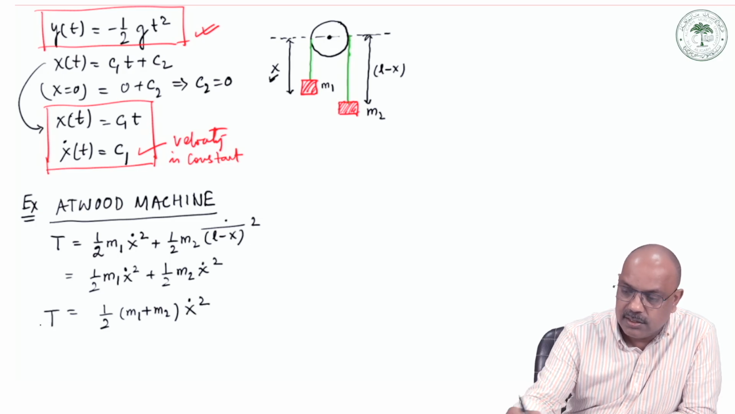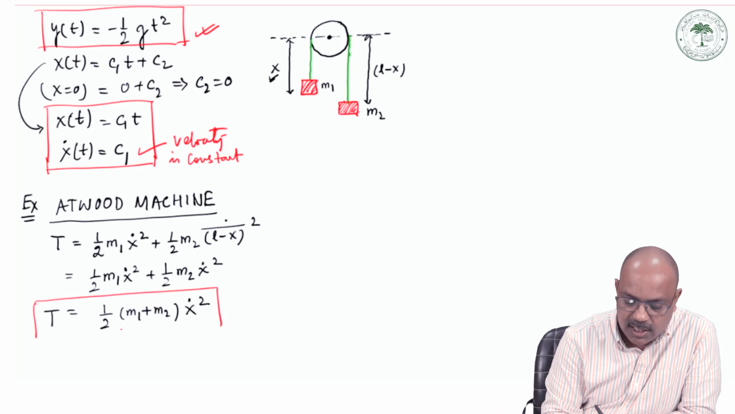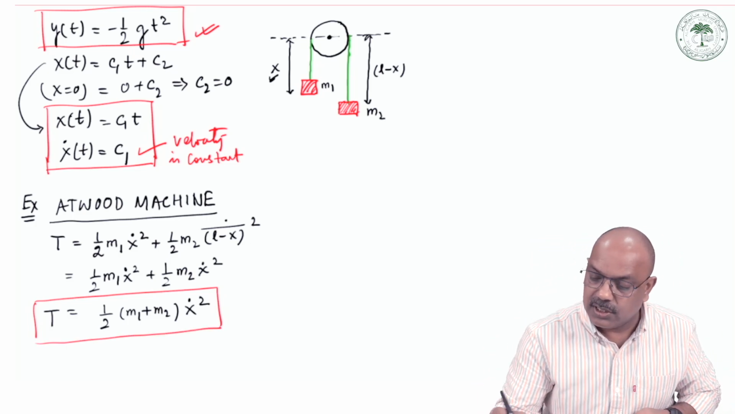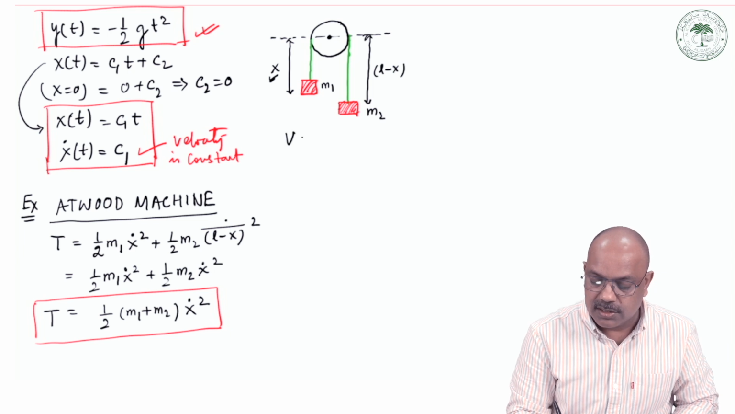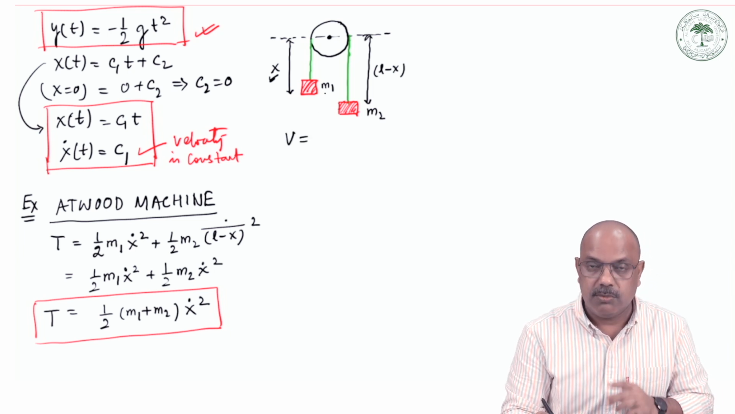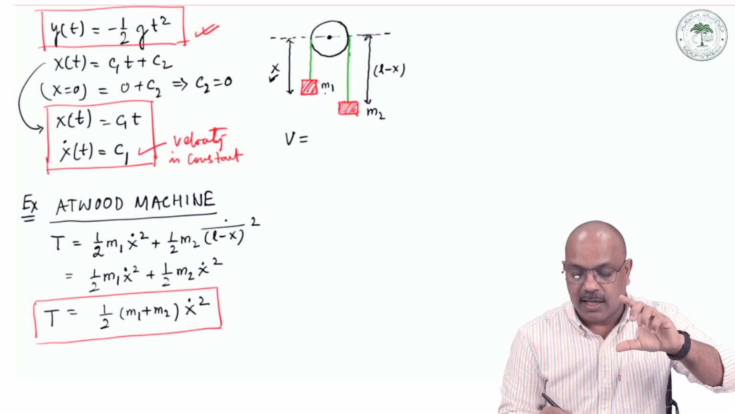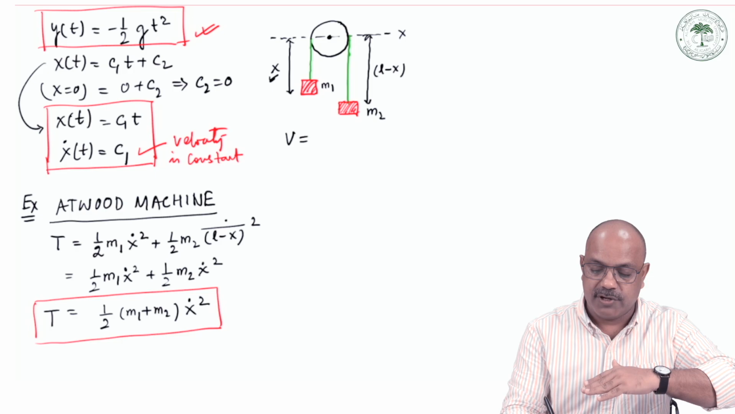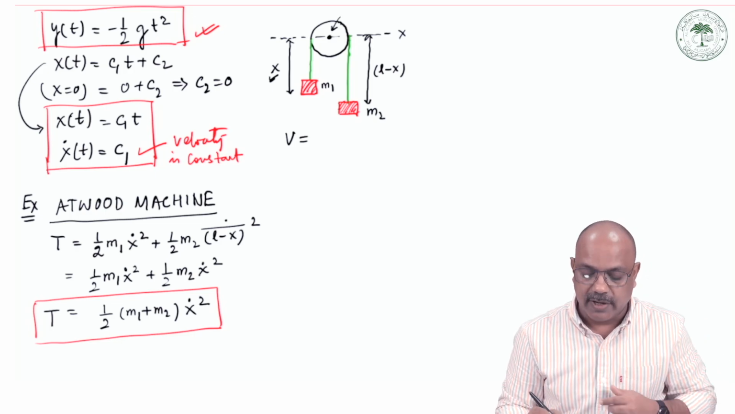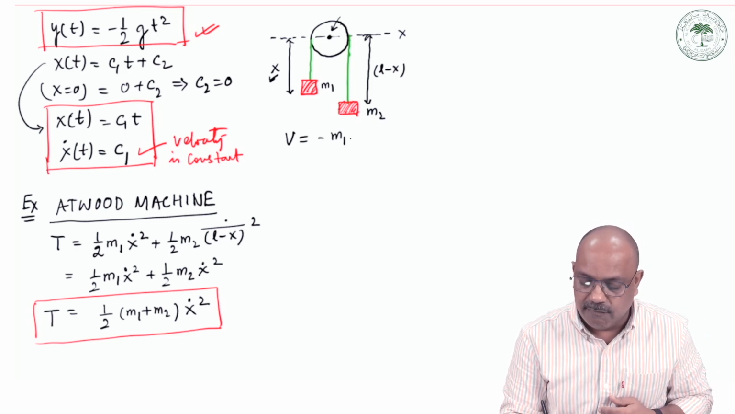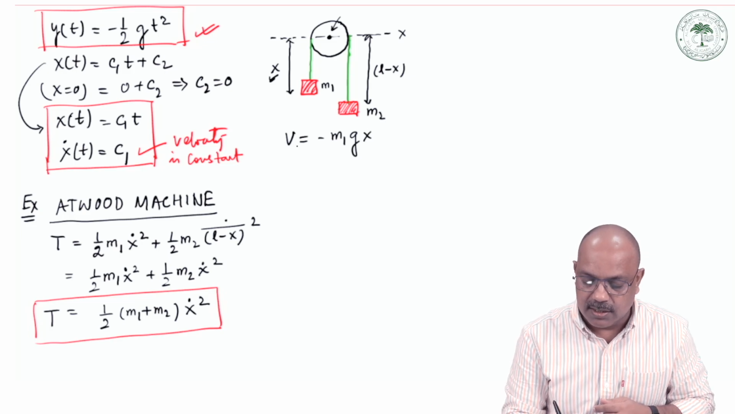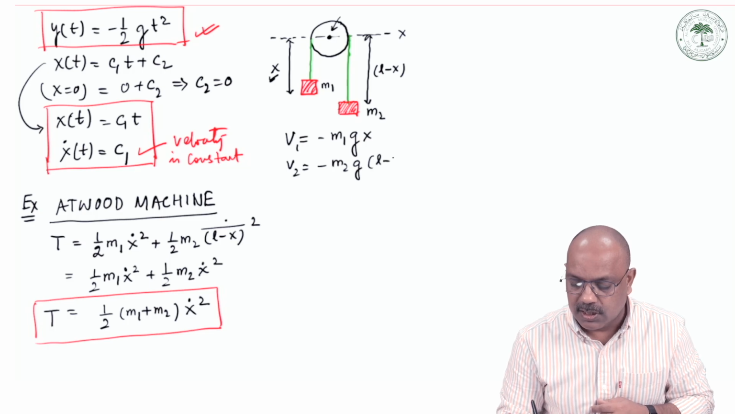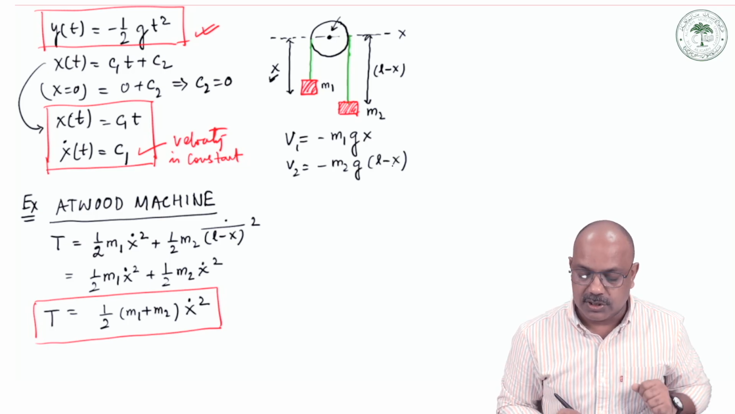So this is my kinetic energy, and I can write the potential energy. For m1, because it is at height x, with this being my reference point, I am coming down from the reference point, so this is going to be minus m1 g x, and for m2 it is minus m2 g (L minus x). So this is my potential energy.